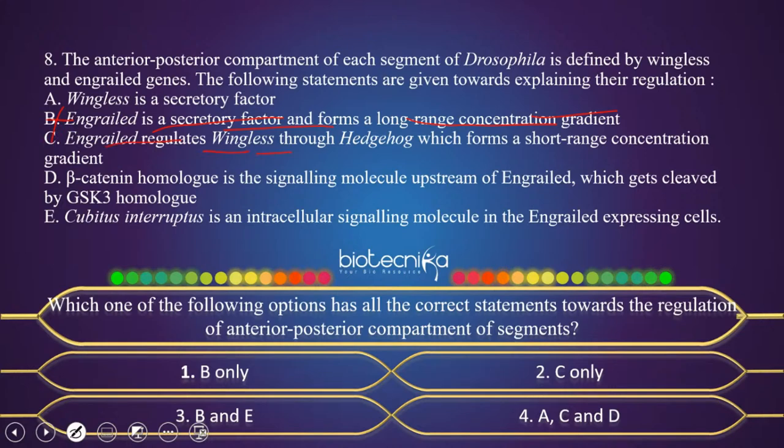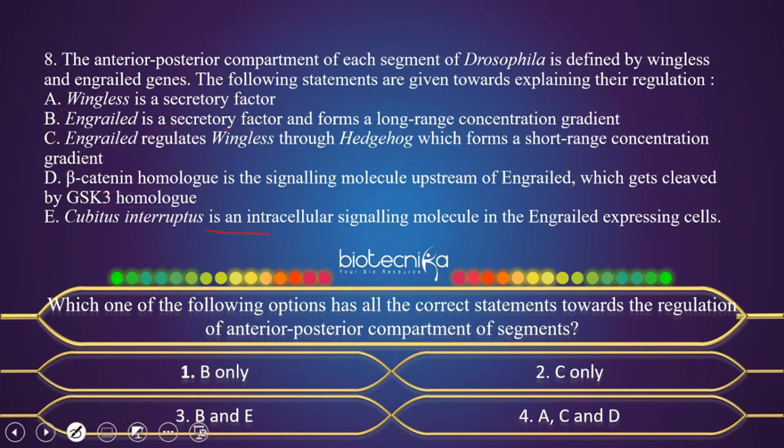Engrailed regulates wingless through hedgehog. Again, correct. It was releasing hedgehog, which forms a short-range concentration gradient. Beta-catenin homolog is the signaling molecule upstream of engrailed. Correct, because the beta-catenin homolog is armadillo. That was activating the formation of engrailed, which gets cleaved by the GSK3 homolog, which was Zw3 in this case. So D is also correct.